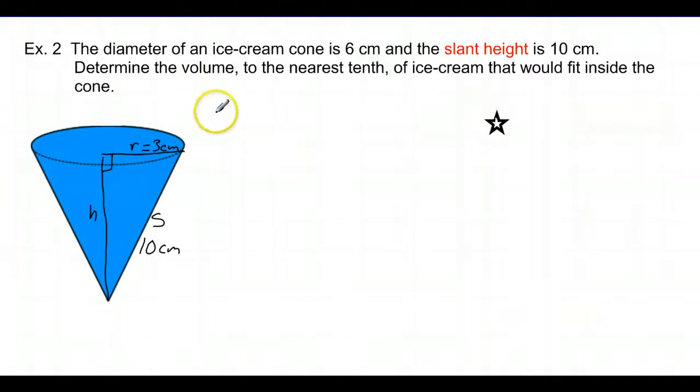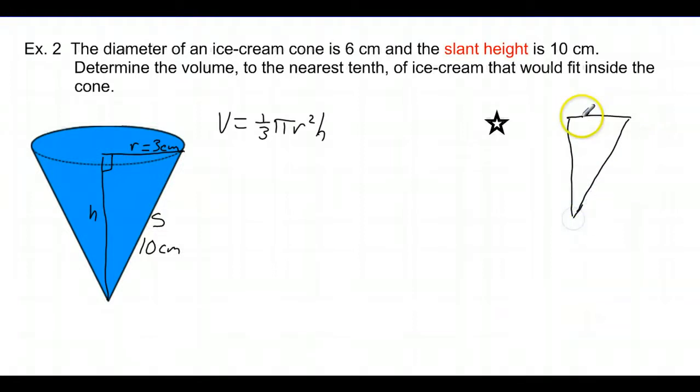I don't know why there's a star there, but the volume of a cone is 1/3 pi r squared h. And here's the problem. We don't have h. So we're going to go over here and draw this guy here. We have a triangle that's 3 here. The slant height is 10. I'm going to call that h for height, not to be confused with h for hypotenuse.